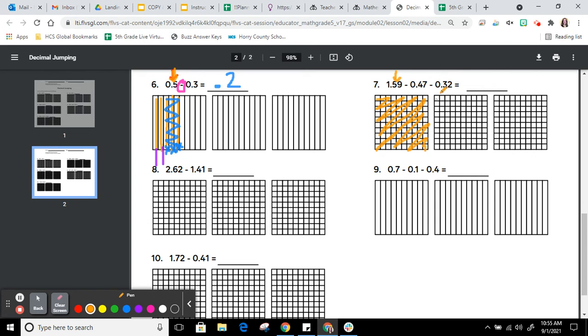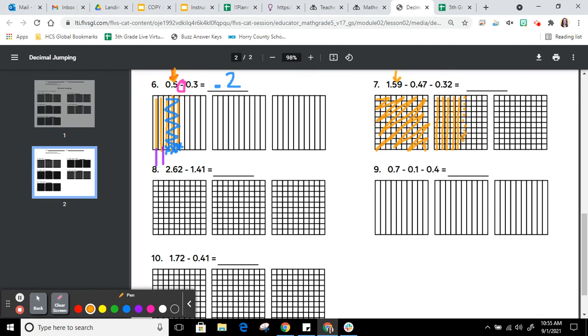There are 10 boxes in each column, so we can start by just shading in one column at a time. There's 10. We need 59. There's 10 hundredths, 20 hundredths, 30 hundredths. We still need more. 40, 4 columns is 40 hundredths. We need one more whole column. Okay, that's 50 hundredths, and then we need 9. 1, 2, 3, 4, 5, 6, 7, 8, 9.